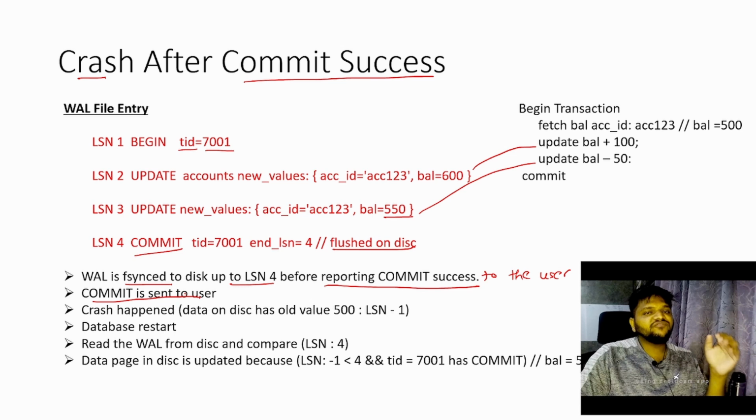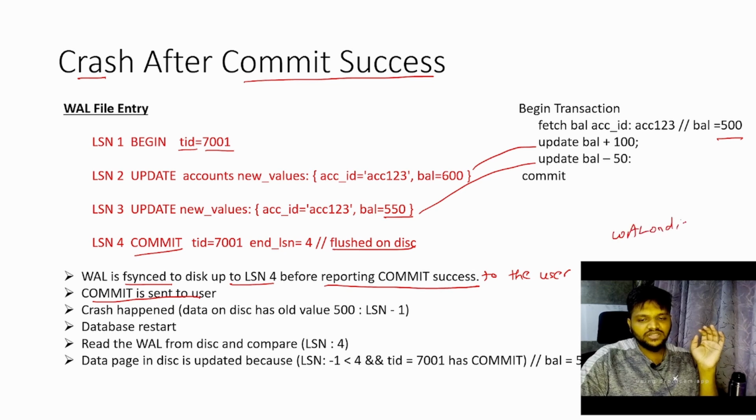But what is the difference between the previous use case and this use case? The difference is that there the data page was asynchronously updated, so your database had the updated value 550. In this case, just your commit is sent and the WAL file is sent to the disk, but your data page is not yet updated. So your data page still has the old value of 500, but your WAL file on disk has 550. And before that is updated in the database, the crash happens. So data on the disk has the old value 500, that is LSN1.